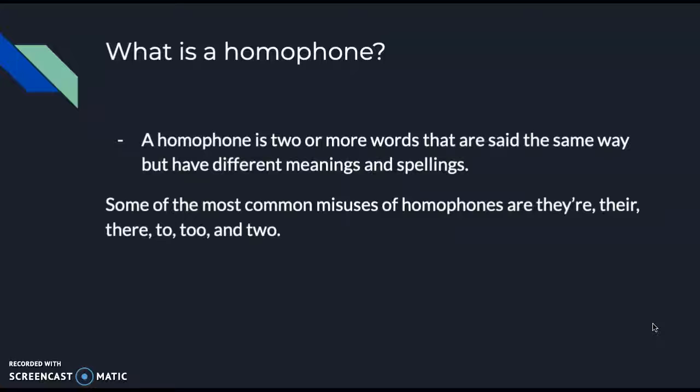Some of the most common misuses of homophones are the theirs and the tos. So let's take a look at the different theirs, and I'm going to explain to you how we can use them properly and how we can remember the differences between them.